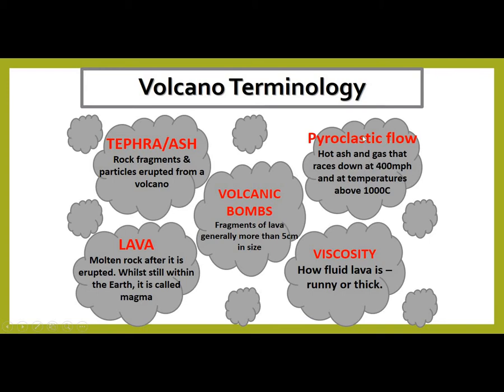Pyroclastic flows, on the other hand, this is what covered Pompeii in Italy. In 64 AD, I think. It's boiling hot ash and gas that races down at hundreds of miles an hour up to 1,000 degrees centigrade. That will literally engulf everything in its path and kill it. So pause the video here a moment and write down these key terms with their meanings, please.